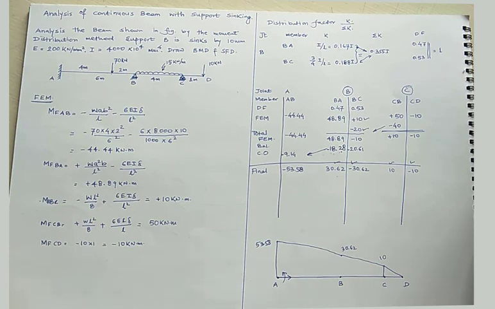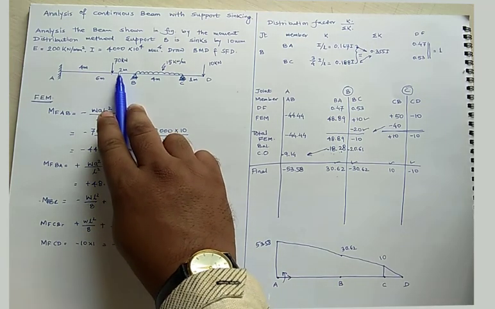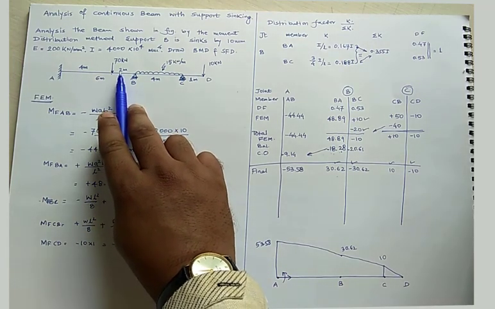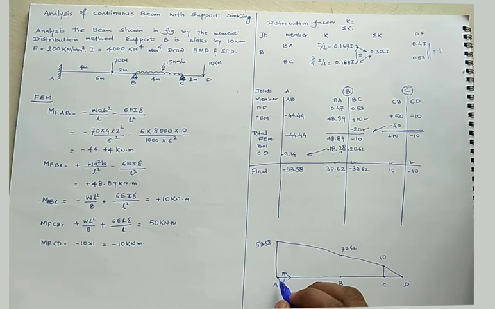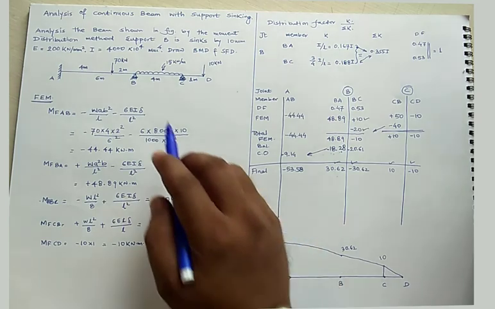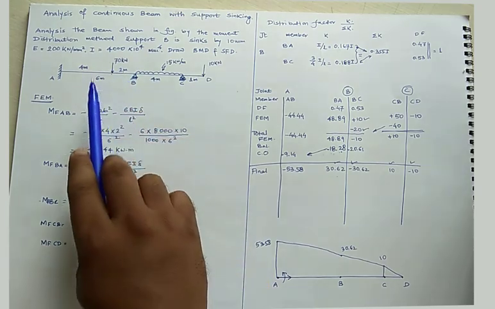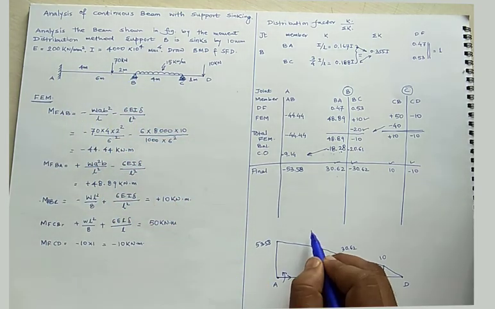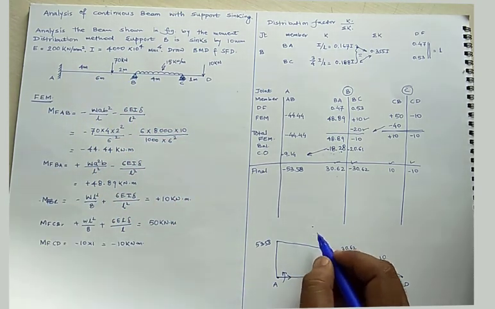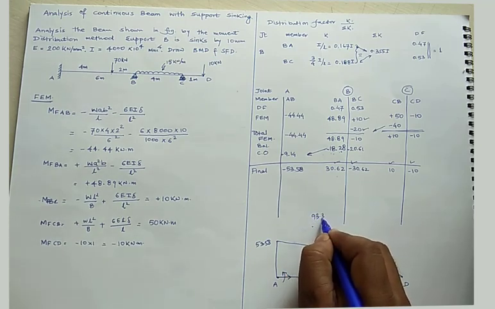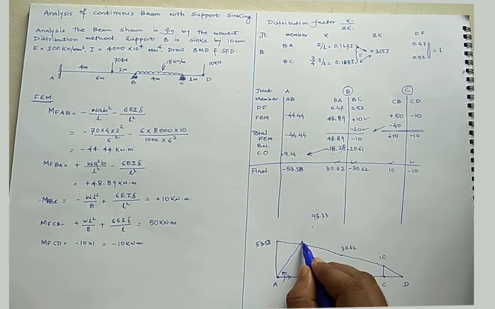If you draw the free bending moment diagram according to the given loading condition, due to the eccentric load it is WAB by L. If you calculate WAB by L by taking W as 70, A as 4 and B as 2, divided by 6, the value which we are getting is 93.33. Join this like this.